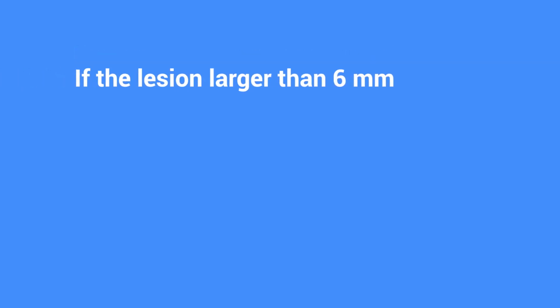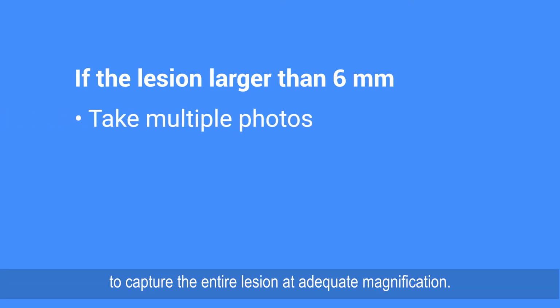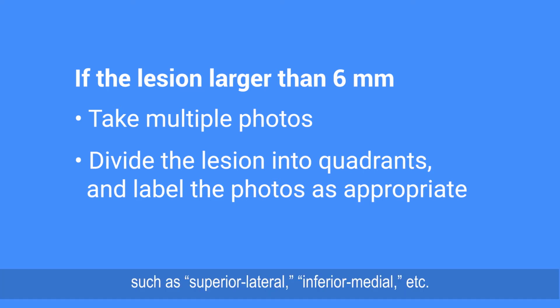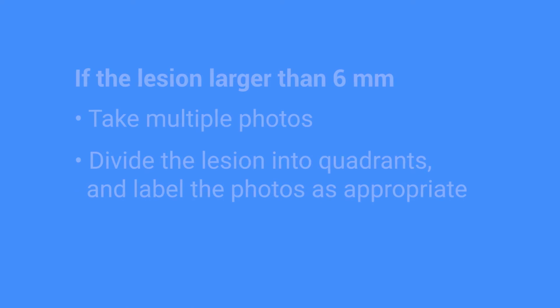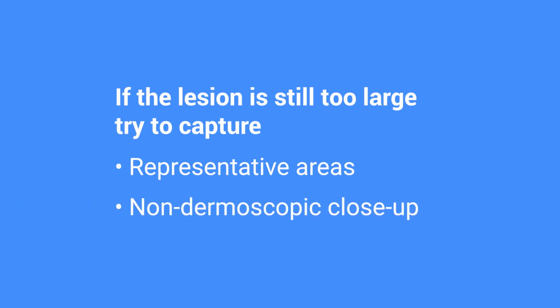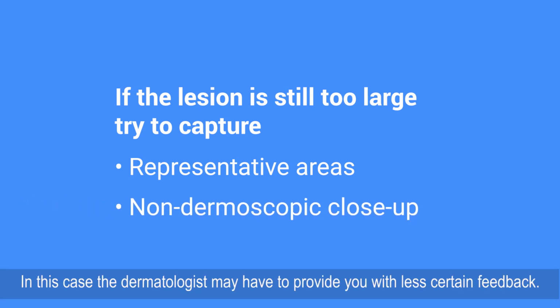If the lesion is significantly larger than 6 millimeters, you will need to take multiple photos to capture the entire lesion at adequate magnification. We recommend dividing the lesion into quadrants and labeling the photos as appropriate, such as superior lateral, inferior medial, etc. If the lesion is still too large for this method, try to capture representative areas, as well as a non-dermoscopic close-up. In this case, the dermatologist may have to provide you with less certain feedback.